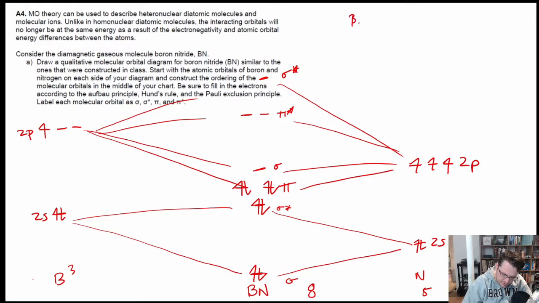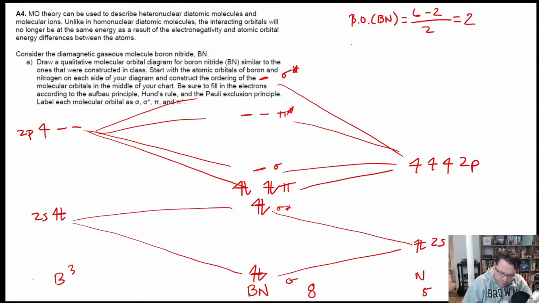So the bond order for BN is 1, 2, 3, 4, 5, 6 bonding orbital electrons, and then 1, 2 in the antibonding, so minus 2. We take that and divide by 2, so we get 4 over 2, which comes out to 2. So we would expect a bond order of 2 between B and N.